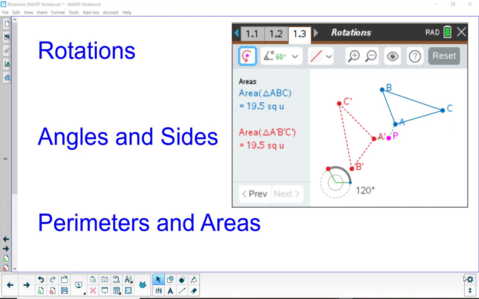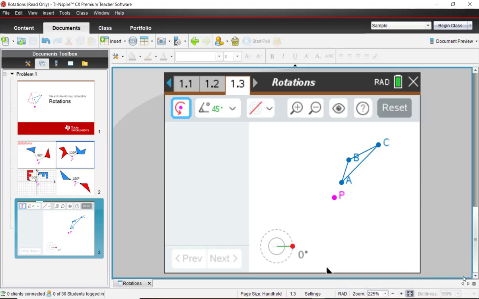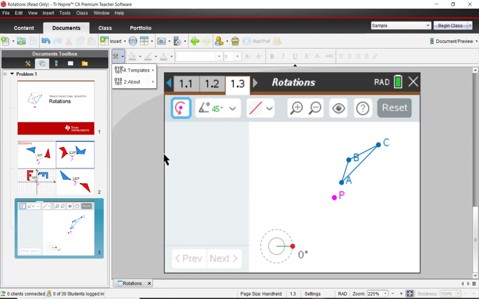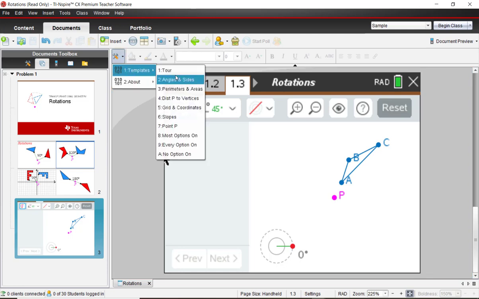This is the second video on rotations in the transformational geometry unit. We're going to talk about angles and sides and perimeters and areas of rotated figures. So using the TI-Nspire software, click on Tools, Templates, and number 2, Angles and Sides.